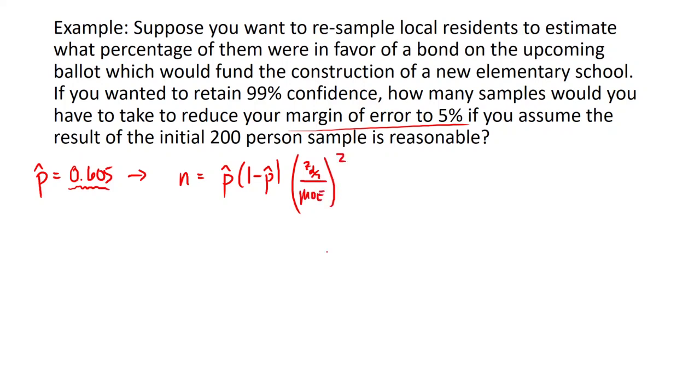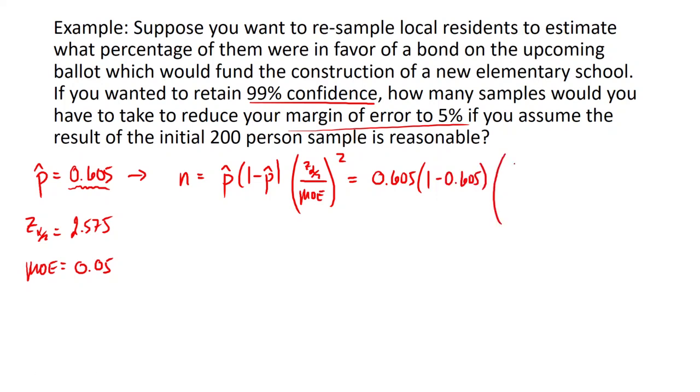Now, we're going to take advantage of the preliminary sample that was done, and we'll calculate our sample size using that. So in this case, what z-value are we using? Yeah, the same one we used for the interval, because we want to retain that 99% confidence level. And what's the margin of error we're trying to get down to? 0.05, yeah. All right. So now I'll say this will be 0.605 times 1 minus 0.605 times 2.575 divided by 0.05 squared.